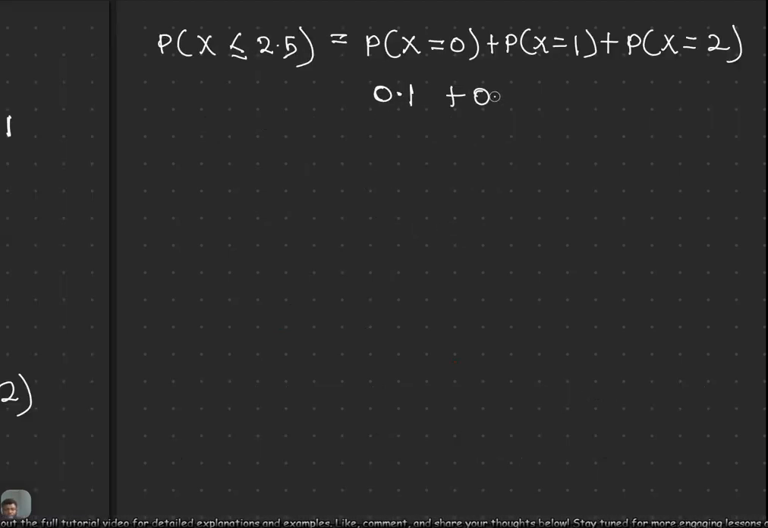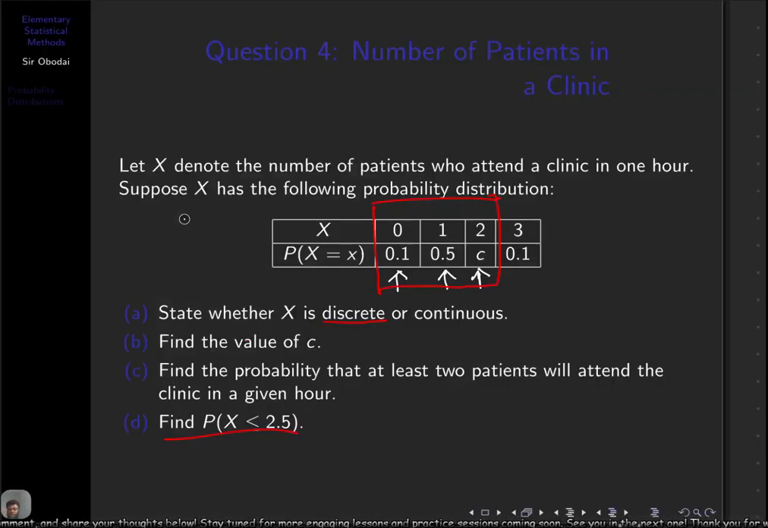So we have 0.1 plus 0.5, and then the C, which we calculated as 0.3. Adding them all, 0.1 plus 0.5 gives us 0.6. Then 0.6 plus 0.3 gives us 0.9. So the probability that our random variable X is less than or equal to 2.5 is 0.9. So that answers all the questions we have for this session.